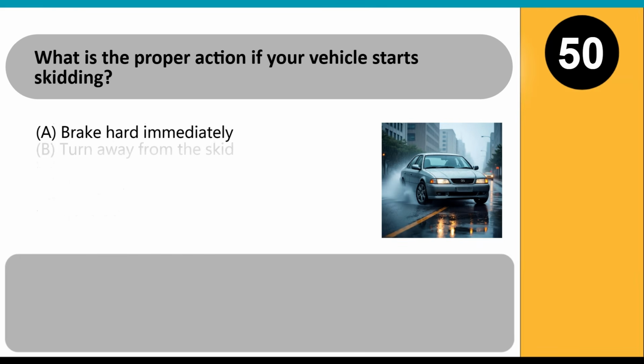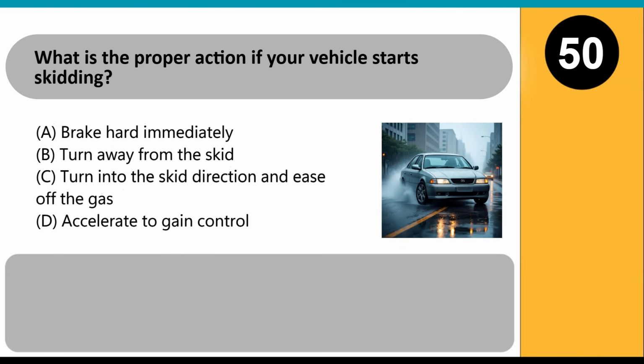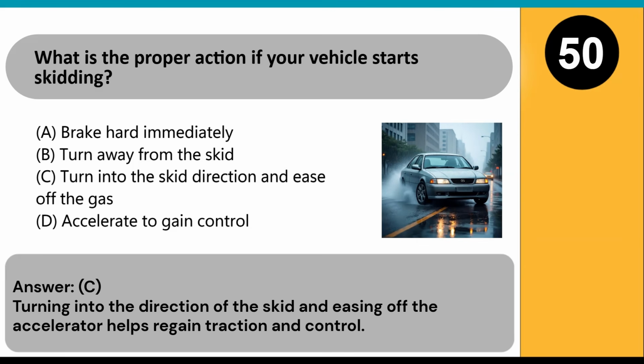What is the proper action if your vehicle starts skidding? A. Brake hard immediately. B. Turn away from the skid. C. Turn into the skid direction and ease off the gas. D. Accelerate to gain control. Answer: C. Turning into the direction of the skid and easing off the accelerator helps regain traction and control.